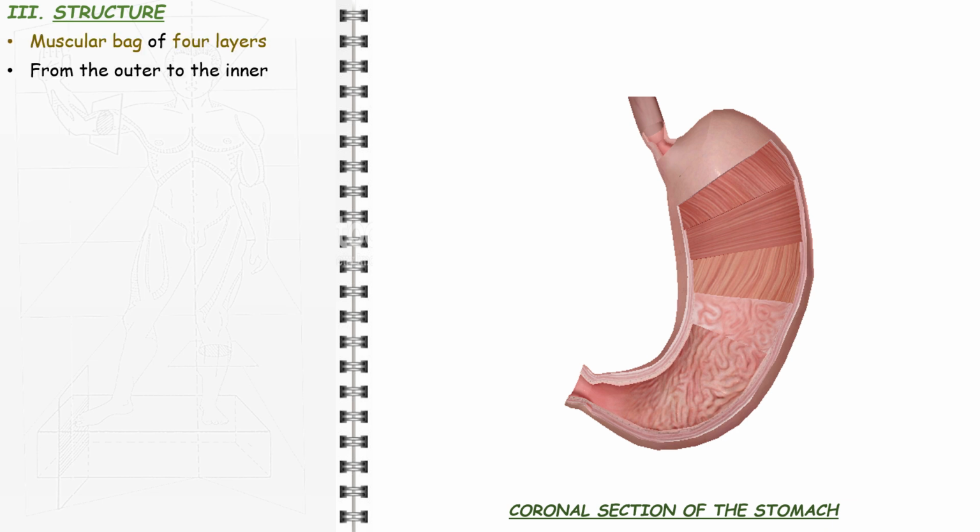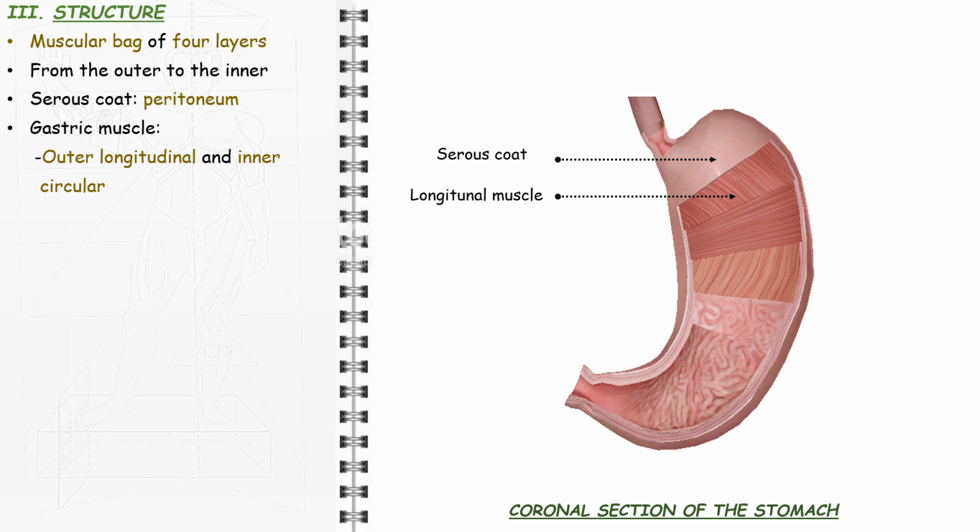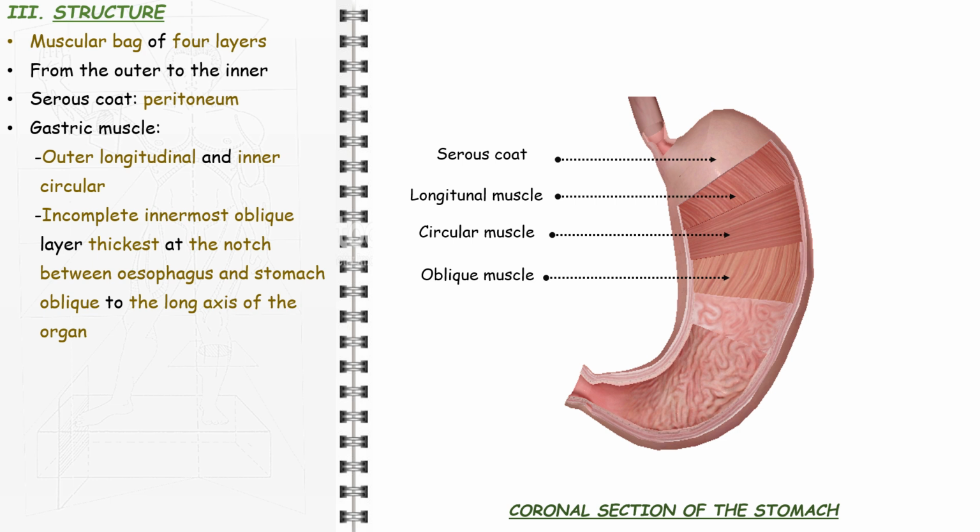Structurally speaking, the stomach is a muscular bag of 4 layers. From the outer to the inner, the serous coat corresponds to the gastric peritoneum. The gastric muscle is made of 2 layers, outer longitudinal and inner circular, and is reinforced by an incomplete innermost oblique layer. Its fibers loop over the fundus and are thickest at the cardiac notch and oblique to the long axis of the organ. The pyloric sphincter is made of the thickening of this layer, forming 2 lips, upper and lower. The gastric muscle ensures the process of stirring and mixing the food bowl.